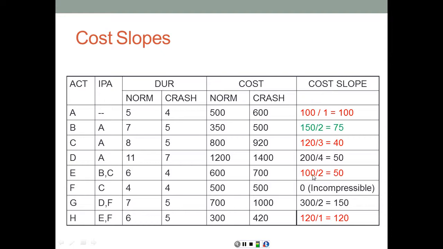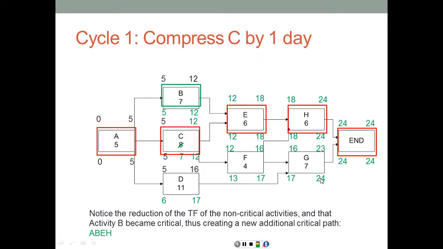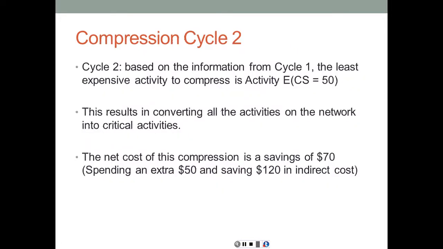So probably the cheapest one to compress right now would be activity E, which can be compressed by up to 2 days. But again, going back here, we notice that the total float in this case is only 1 day on the other paths, so we cannot compress E in one step by 2 days. Therefore, the next step is to compress E by 1 day. This results in converting all the activities on the network into critical activities. A very interesting situation. But before we forget, that resulted in an extra cost of $50 and resulted in savings of $120. Therefore, the net is going to be savings of $70.